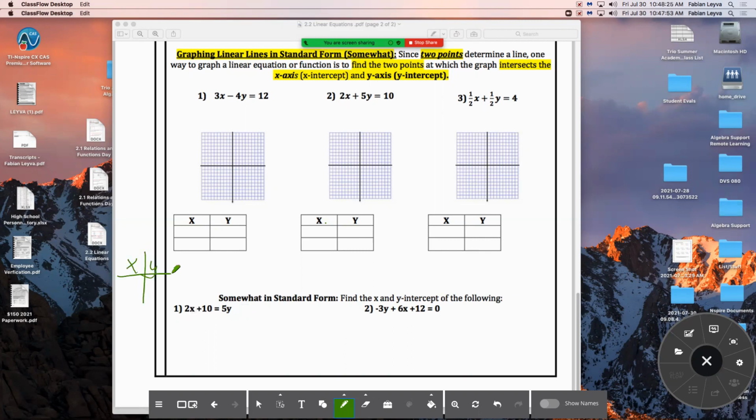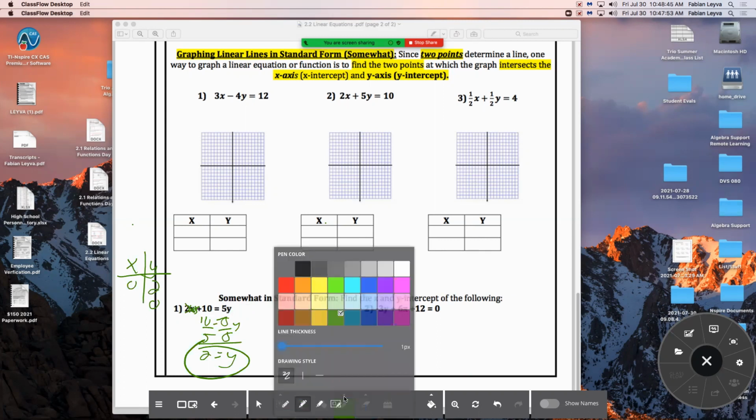Now, I'm just going to create a table to help me visually see what I'm trying to do. Now, in order to find my y-intercept, I'm going to plug in a 0 in for x. So here's my 0 in for x. These cancel out. Notice I'm left with 10 is equal to 5y. Dividing by 5 on both sides, you're left with 2 is equal to y. And now you have found your y-intercept.